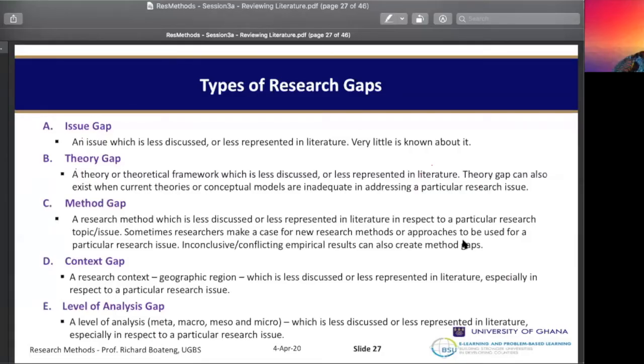Okay. So the next thing that we can say is a context gap. The context gap comes in when there's a geographic region that has been less discussed or less represented in literature.